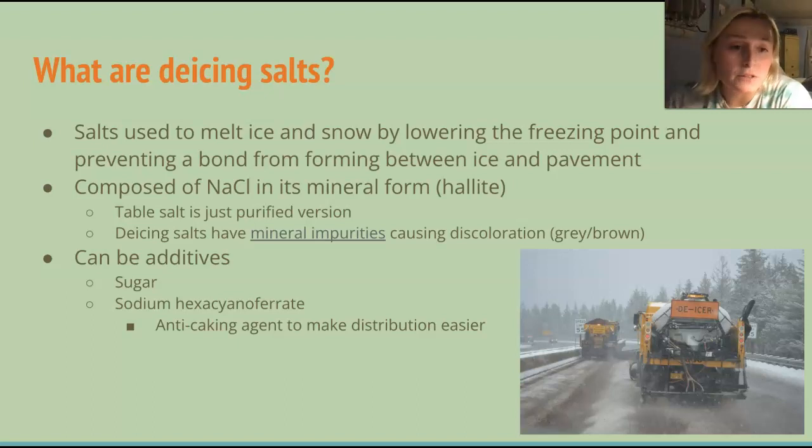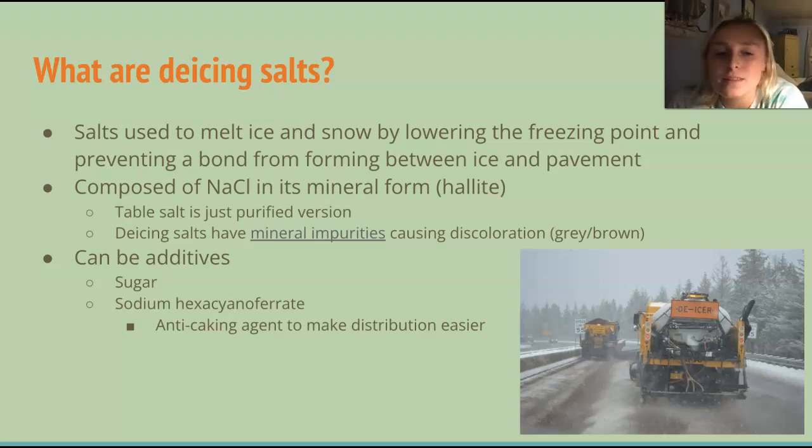It's just regular salt, just not purified, and it's composed of sodium chloride in its mineral form, which is called halite. De-icing salts have mineral impurities, which cause the discoloration, making them grayish or brownish.